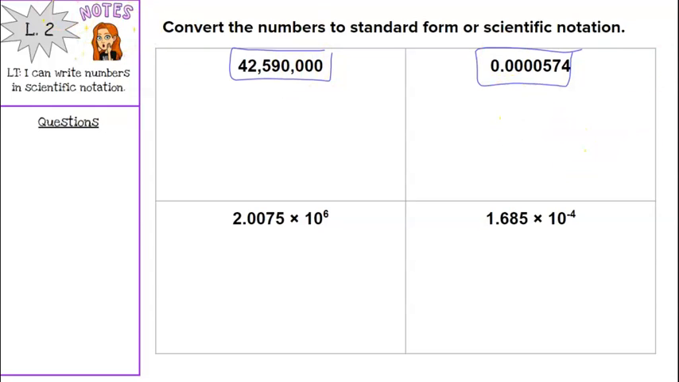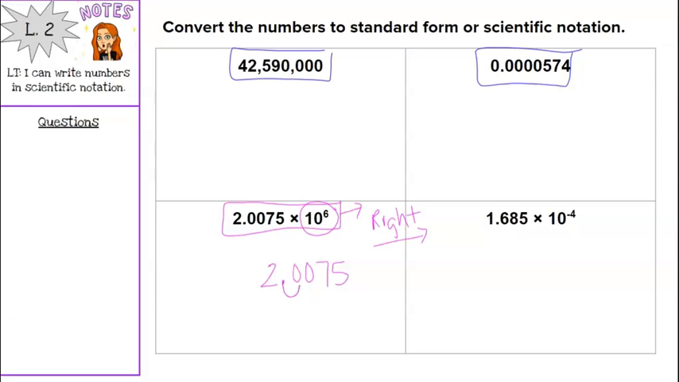Now we have 2 more problems, but this is going the other way. We're going to start in scientific notation and move to standard form. So first step is I like to write out the number. And then it's just going backwards. So we're going to find the decimal point and we are going to jump it 6 times. Now since it's a positive 6, we are going to go to the right 6 times.